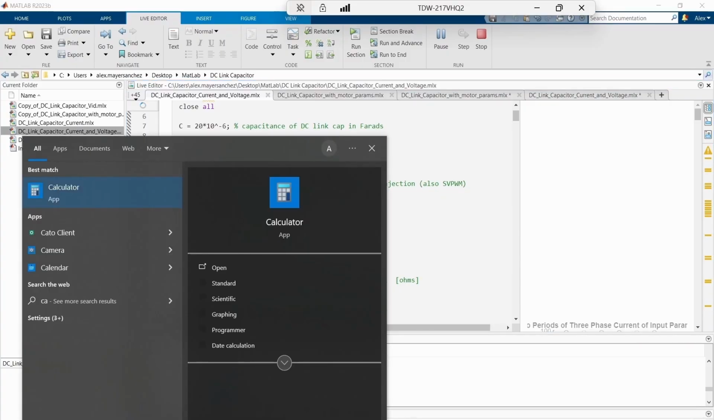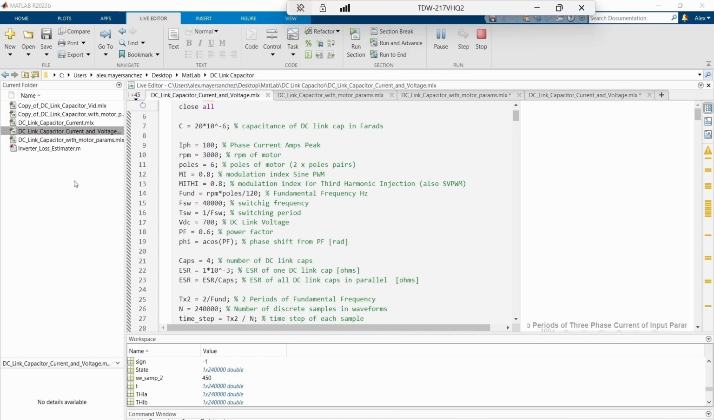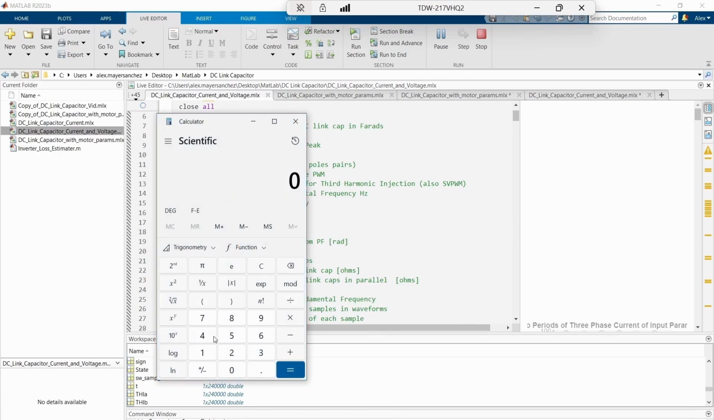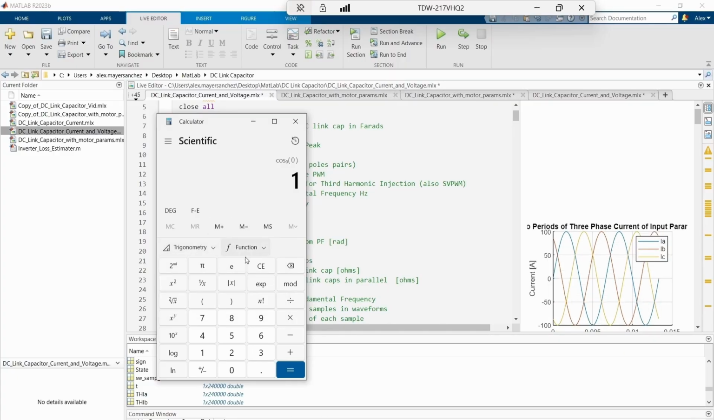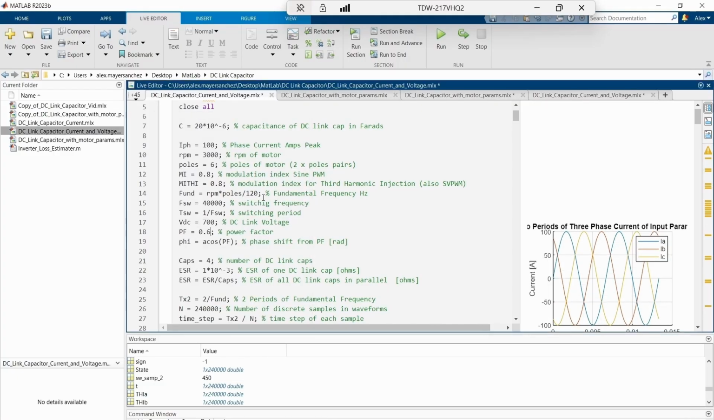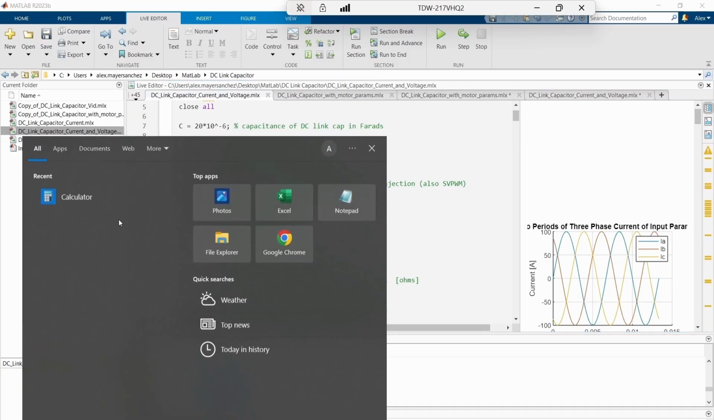Calculator. Like 60 degrees? I'm not sure. 30 degrees? Trigonometry. I don't know the cosine inverse. Okay, let's just see what I plotted. Phi is, oh, that's in radians. 0.9273 radians.